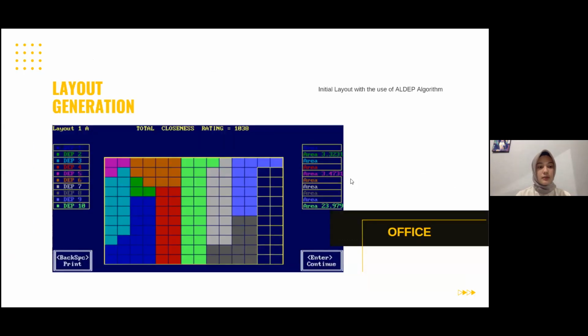Now we will jump to the layout generation. ALDEP will be used to make the initial layout. Here is the picture of the initial office layout, and we can see there are 10 departments with a total closeness rating of 1038.